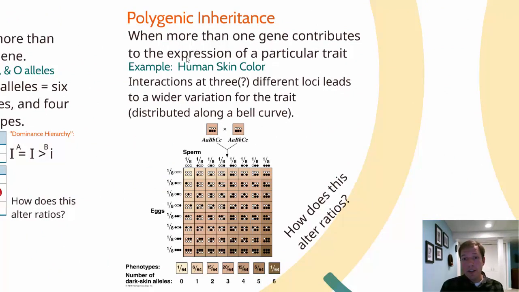Polygenic inheritance is when there is more than one gene that contributes to a particular trait. So human skin color and human eye color are 2 examples where there are many genes interacting with each other to actually determine a phenotype. So this is going to greatly increase the number of possible phenotypes, and it's going to allow for what appears to be more blending because it is so many different genes that are combining with one another.